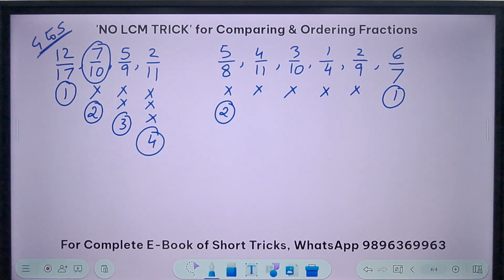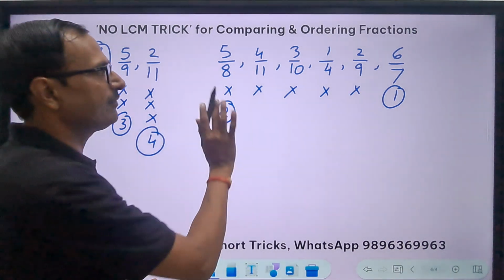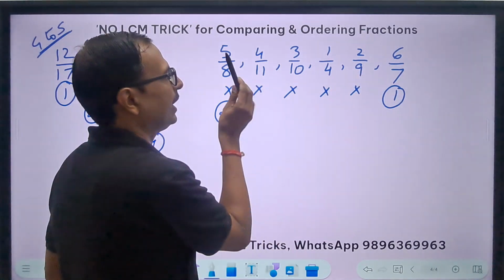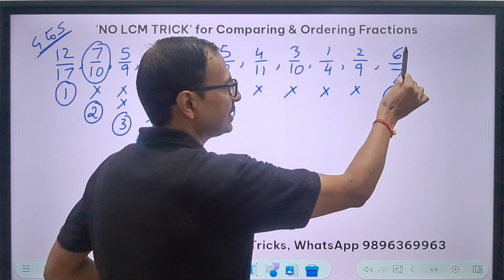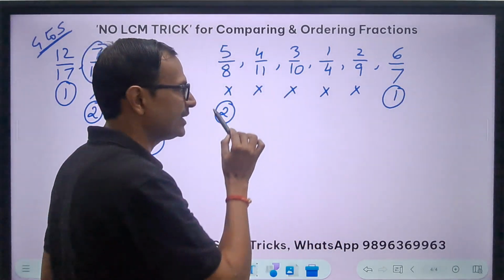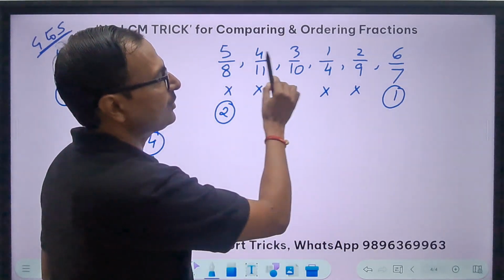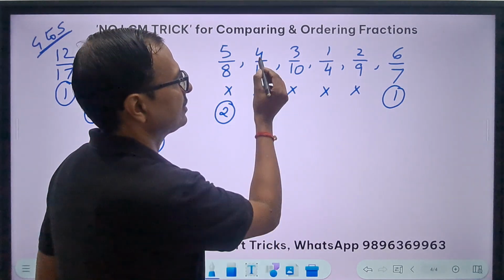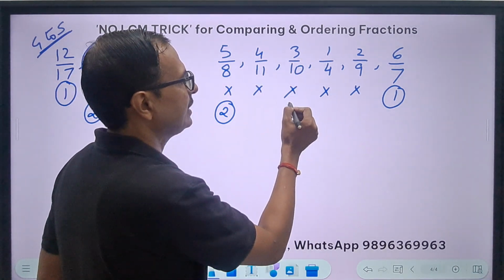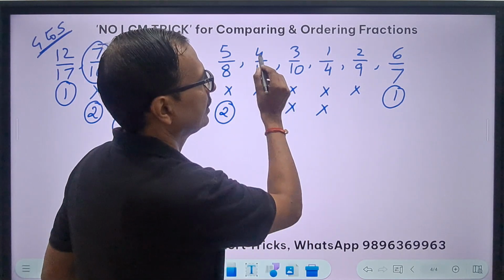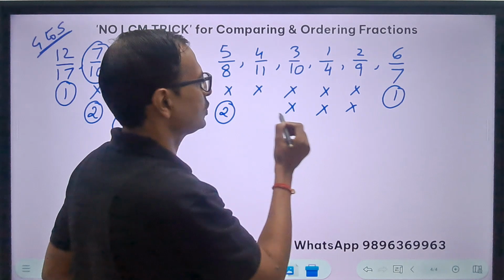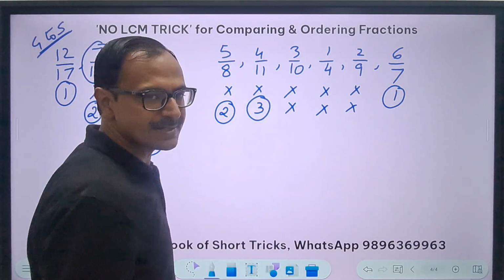Now you can see why I marked it directly, because in the first step up to here I found that 5 by 8 is the greatest, but when I compared this with this, I got this as the greatest, so this has to be the second greatest. Now between these four, let's do the elimination. 40, 33, this is gone. 16, 11, this is gone. 36, 22, this is gone, so this becomes the third greatest.